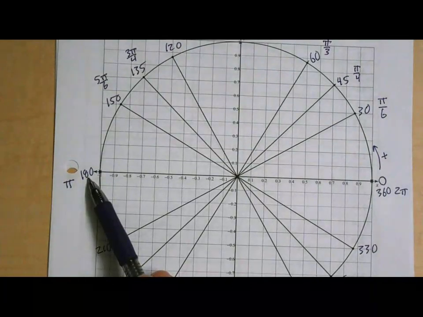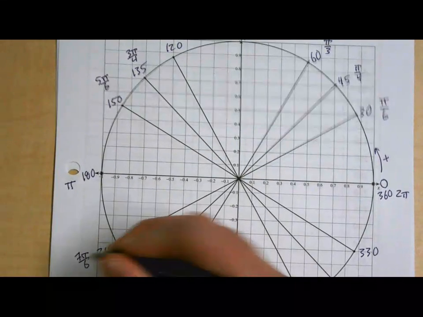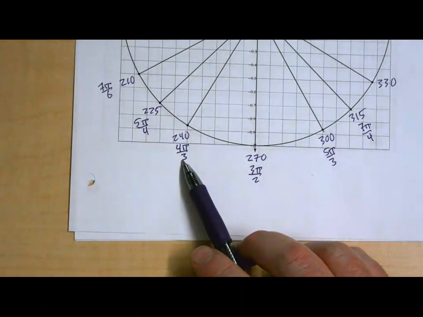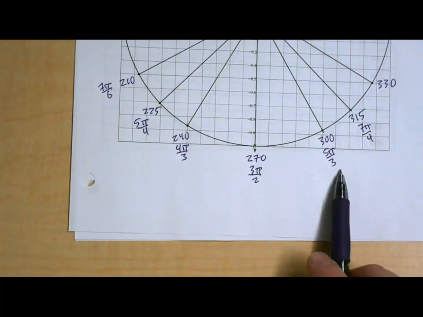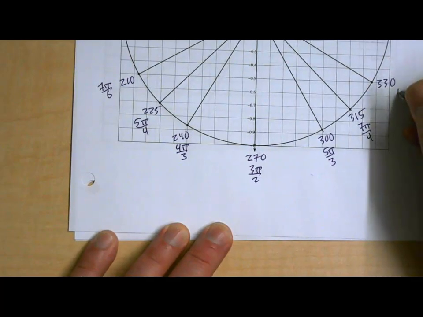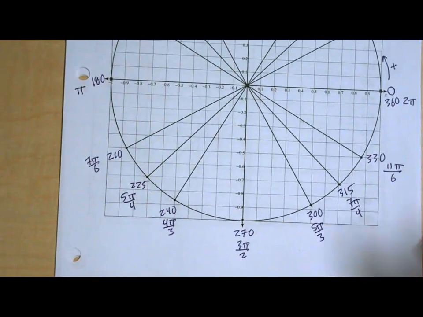6 pi over 6, 7 pi over 6, 8 pi over 6, 9 pi over 6, 10 pi over 6, 11 pi over 6. 12 pi over 6 would be 2 pi.